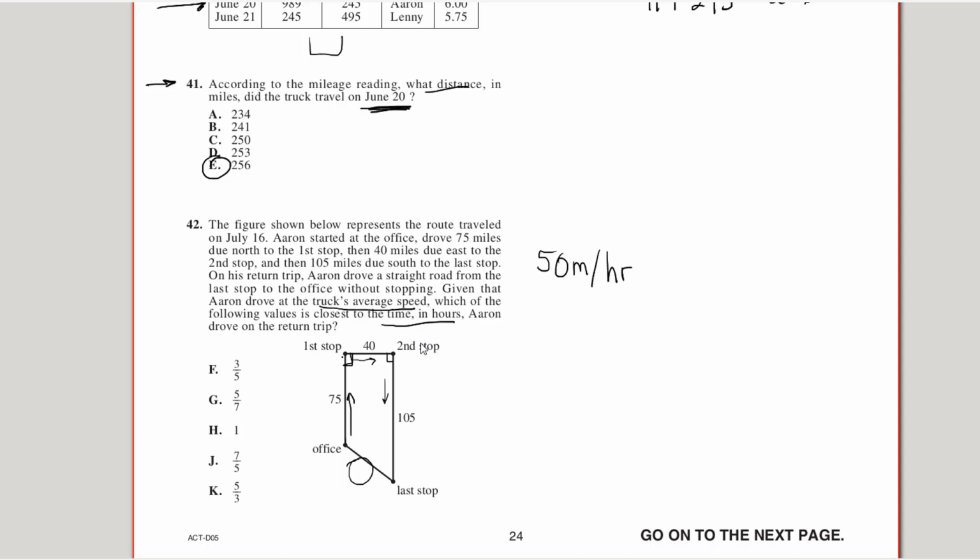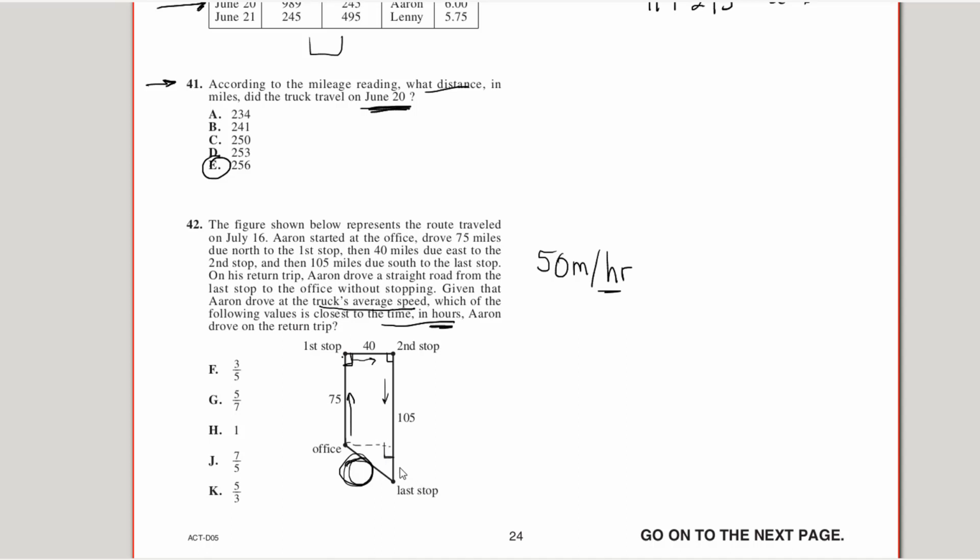So that is our average speed, 50 miles per hour. But we're asked for the closest time in hours that he traveled. So if we know he goes 50 miles per hour, and we know how many miles he travels, we can figure out our time. How can we do that? We have several values on here that we can use. But if I want to find this unknown distance that we have circled here, we could draw a line perpendicular to the line that represents the second stop to the last stop. That will give us 90 degrees right here.